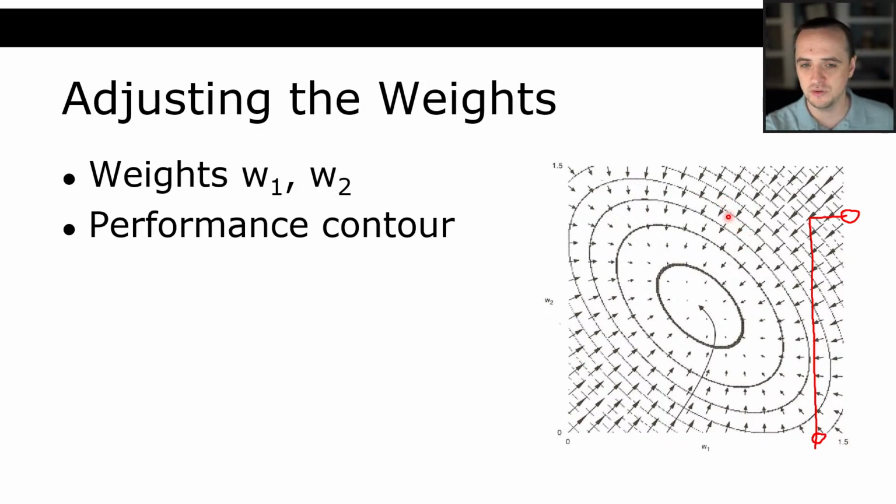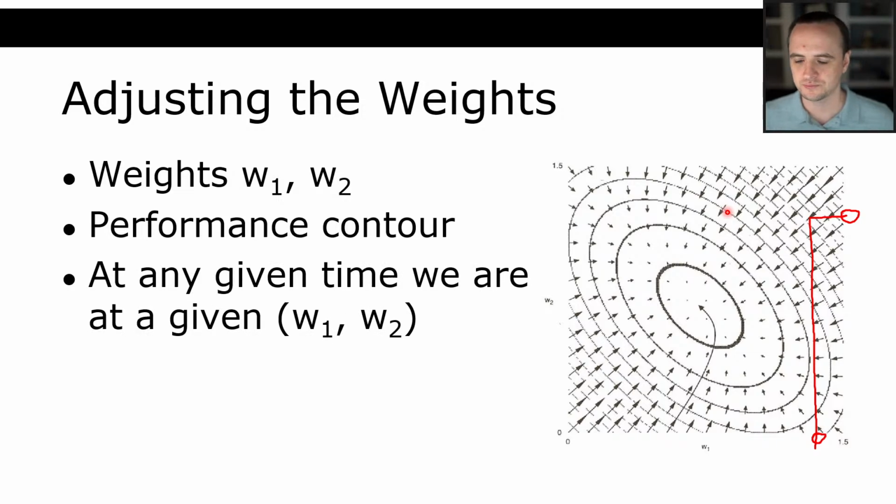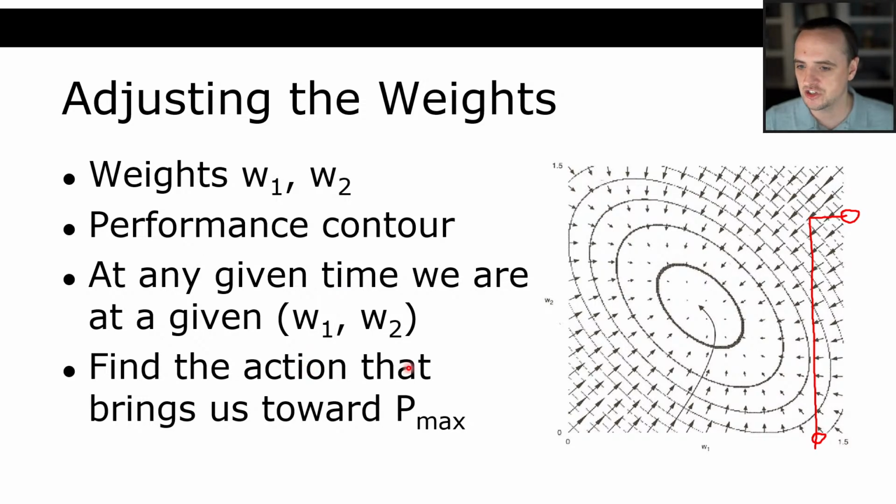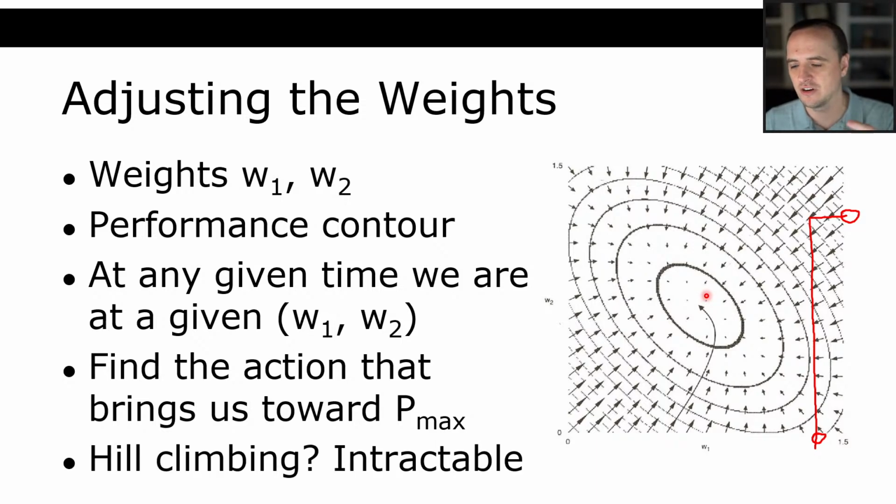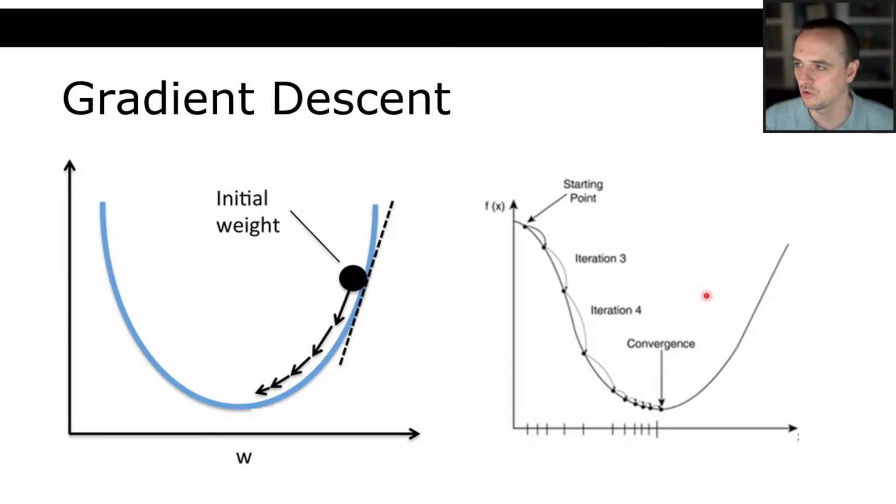Now, I'm showing you this as an illustration. In reality, you do not have access to this performance contour, right? You'll just be computing errors and knowing how far you are from the goal. So at any given time, we currently have 2 weights, or many weights, but in this case, 2 weights, and we want to find the action that brings us closer toward the optimal value of those weights. And so what could we do? Maybe there's a hill climbing algorithm or a search algorithm we could do. That's actually a little bit intractable. So what they do is this thing called gradient descent.